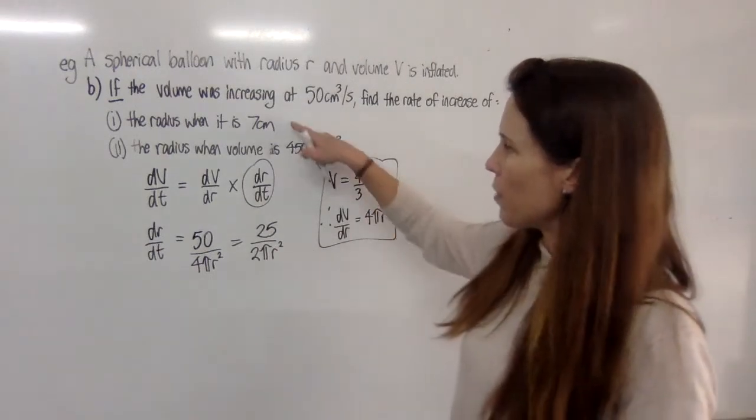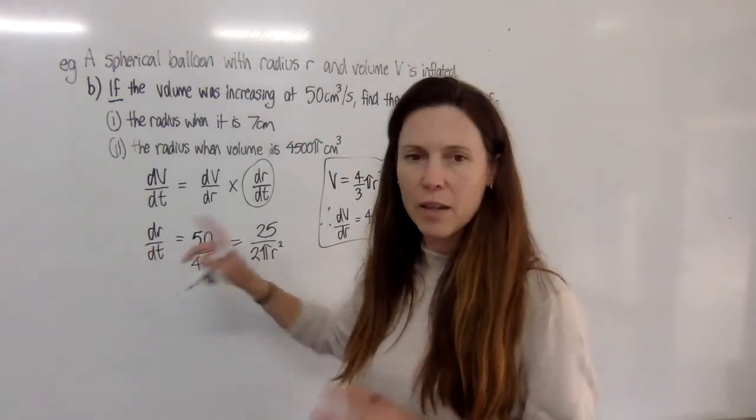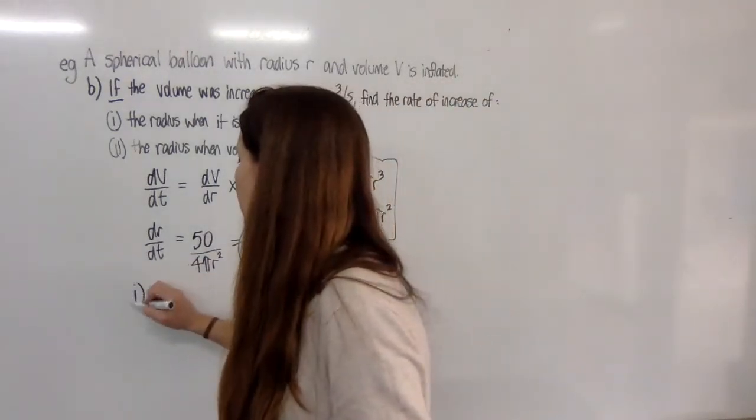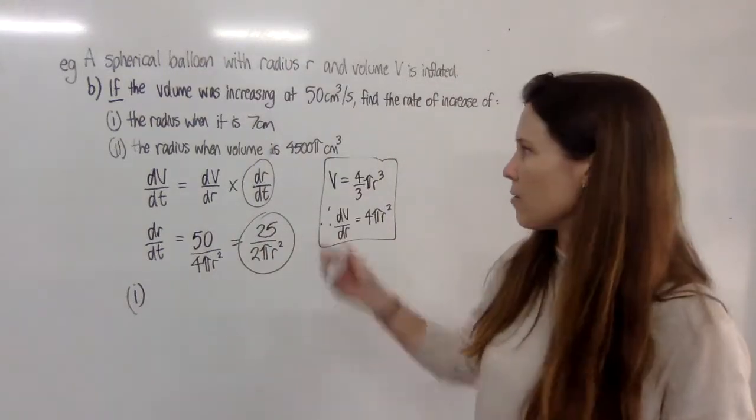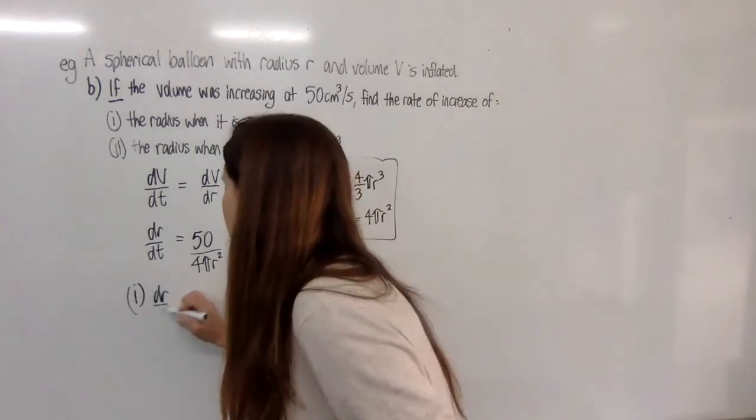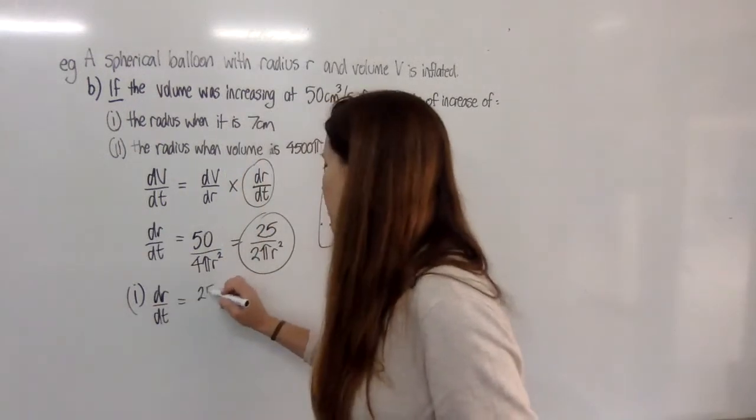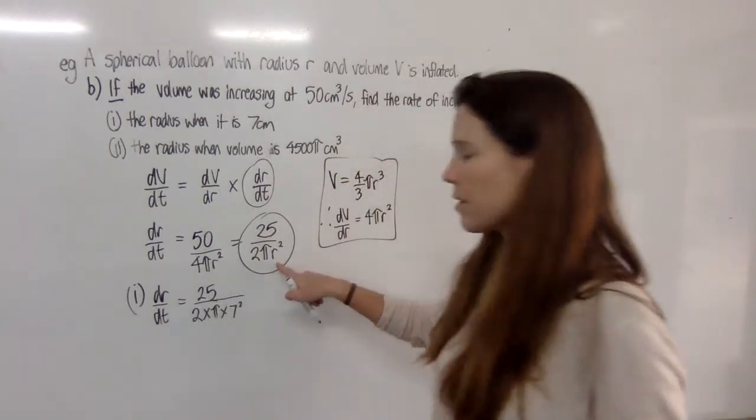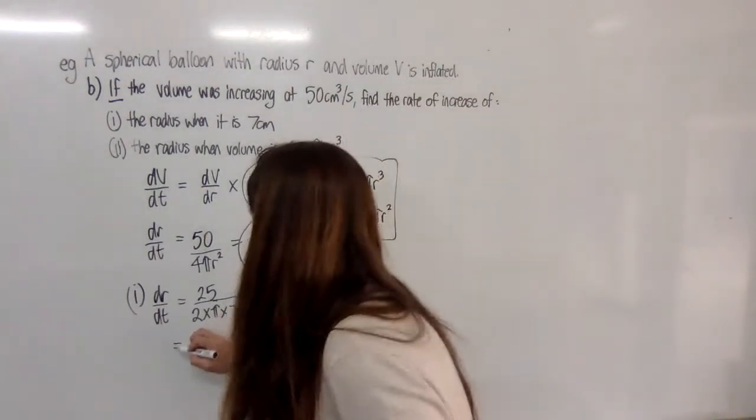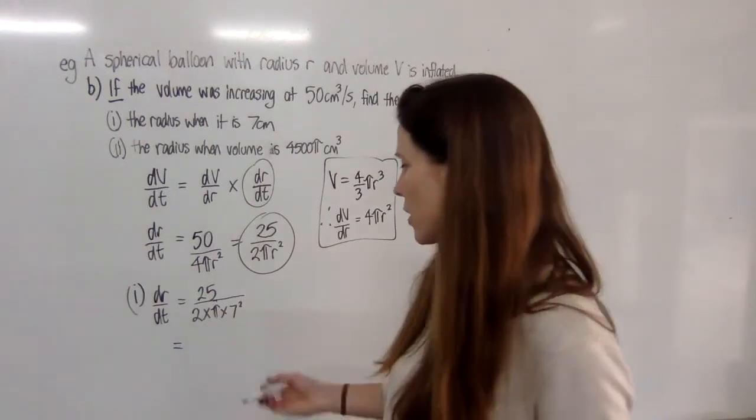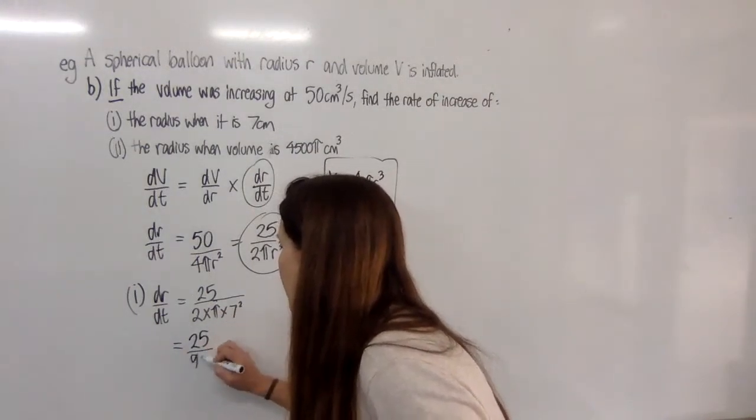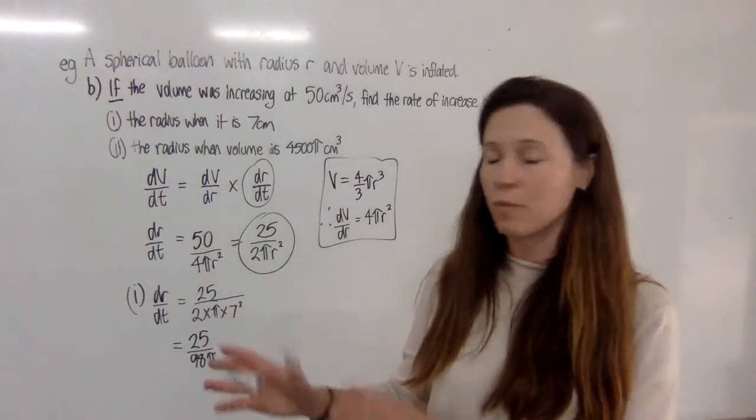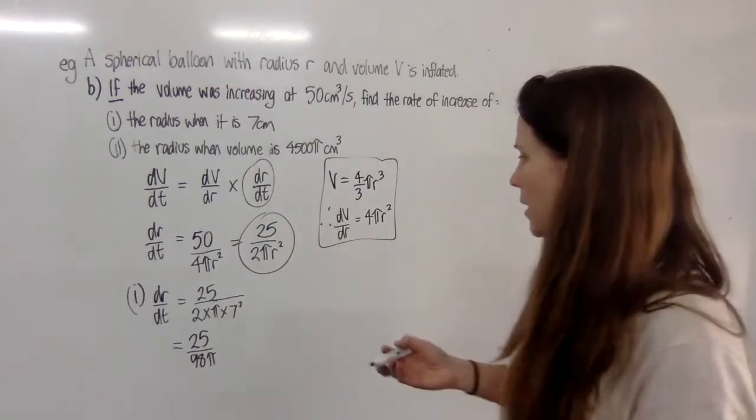So for both of these questions, I've just found what dr/dt is, but I found it in terms of r. So for part 1, where they say, what's dr/dt when r is 7? I'm going to say dr/dt is 25 over 2 times pi times 7 squared, because I'm just subbing in 7 for the r. Tidying that up, I can see this is 49 times 2, which is 98. So I've got 25 over 98 pi. And I can leave it like that pretty much, or if it's been asked to be rounded off to 2 decimal places, I could do that.